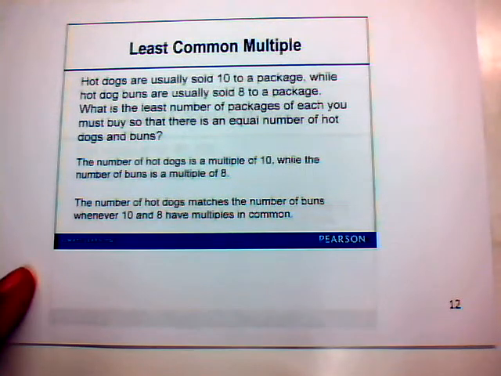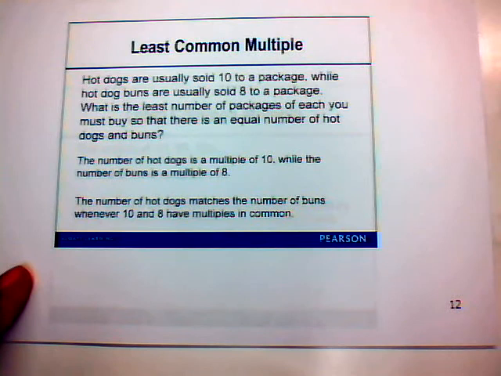Okay, the next concept is the least common multiple of 2 numbers. Let's say hot dogs are usually sold 10 to a pack, while buns are usually sold 8 to a package. What is the least number of packages of each you must buy so that there is an equal number of hot dogs and buns?